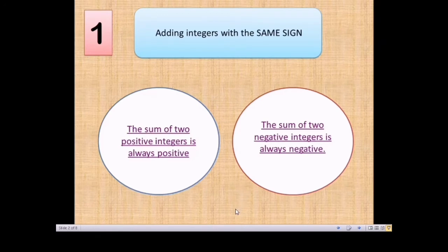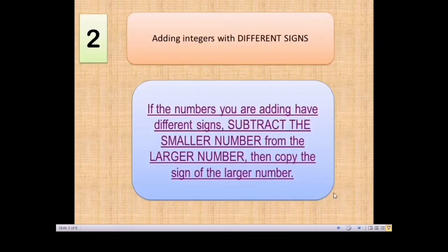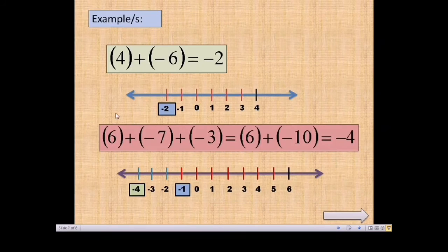We're done talking about the first rule and its two properties. So, we can now proceed to the second rule. The second rule of adding integers is adding integers with different sign, and it has only one property. If the numbers you are adding have different signs, subtract the smaller number from the larger number, then copy the sign of the larger number. So in order for you to not be confused, let's go to the examples.